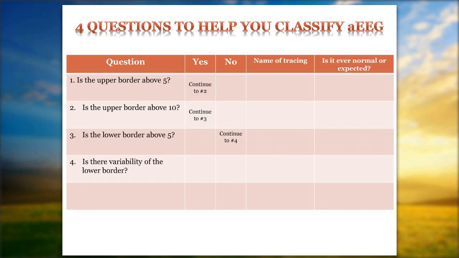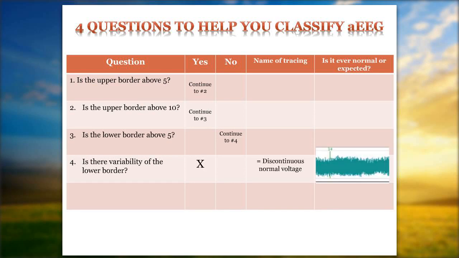But what if that upper margin is above 10, but that lower margin is not above 5? In that case, we've got to look at the lower border and see the variability and where we lie. If your upper margin is above 10, but your lower margin is below 5 and shows some variability, you're likely looking at a discontinuous trace. When is that normal? We know that's normal for our preterm babies, but we know that's not normal for our term babies.